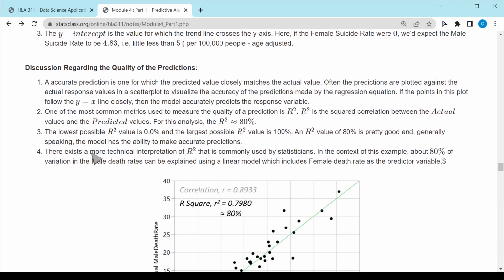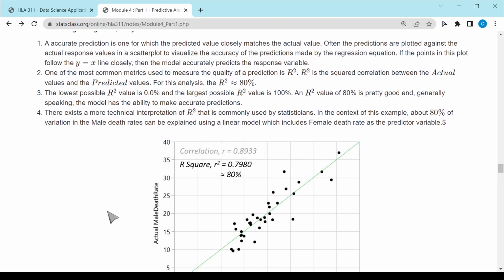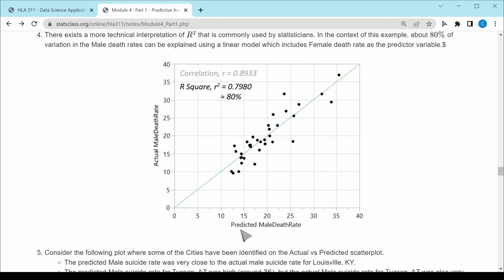Okay, let's talk a little bit about the quality of the predictions. An accurate prediction is one for which the predicted value closely matches the actual value. Oftentimes, the way to visualize the accuracy of the predictions is to create a scatter plot. Now this one's different than the one above. Here I am plotting the predicted values against the actual values. So these are the predicted values for the response variable. Here on the y-axis are the actual values for the response variable.